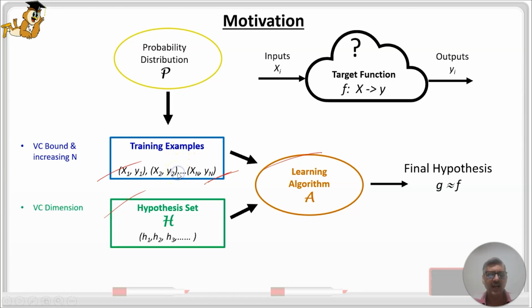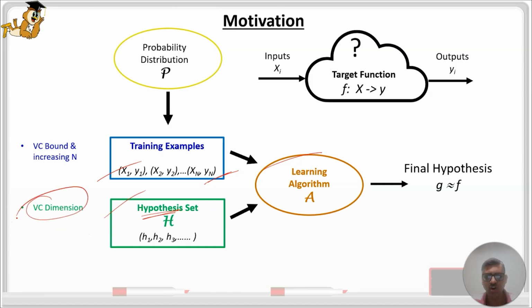We've also looked at the hypothesis set, and we've spent time trying to evaluate the complexity, or the capability, of hypothesis sets with something called the VC dimension.